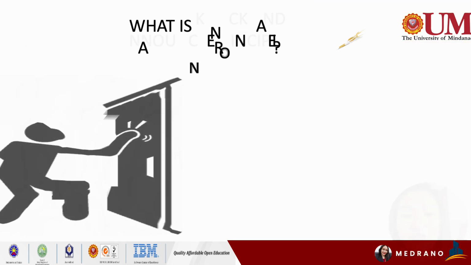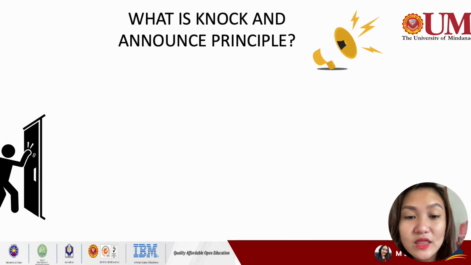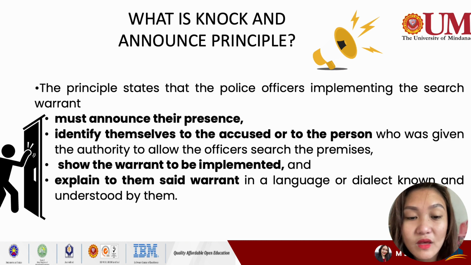So we have right here, what is the knock and announce principle? The knock and announce principle states that the police officers implementing the search warrant must announce their presence, identify themselves to the accused or to the person who has the authority to allow the officer to search the premises, show the warrant to be implemented, and explain to them said warrant in a language or dialect known and understood by them. Hence, the officer has the right to break a door or window to effect a search if, after executing the knock and announce principle, he was refused admittance thereto.